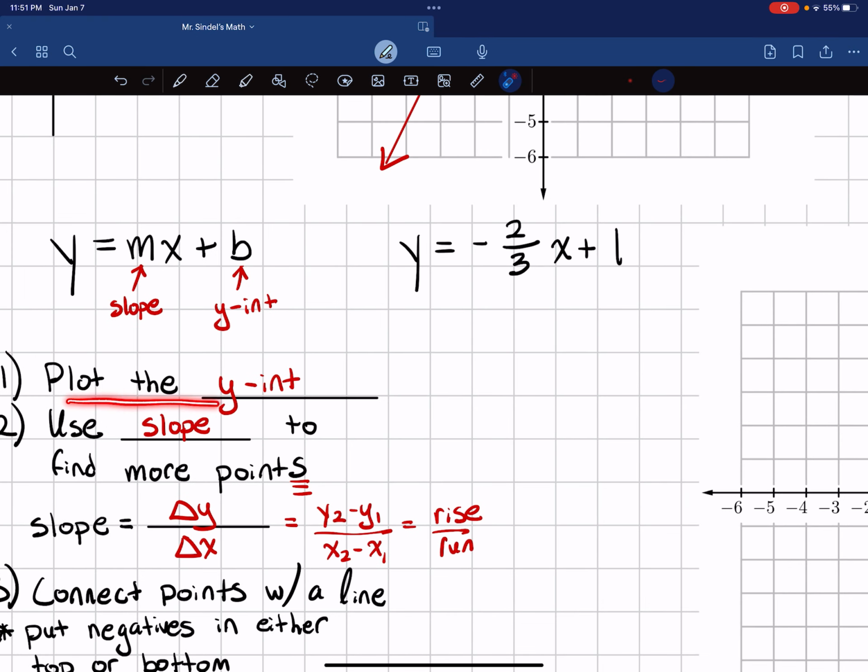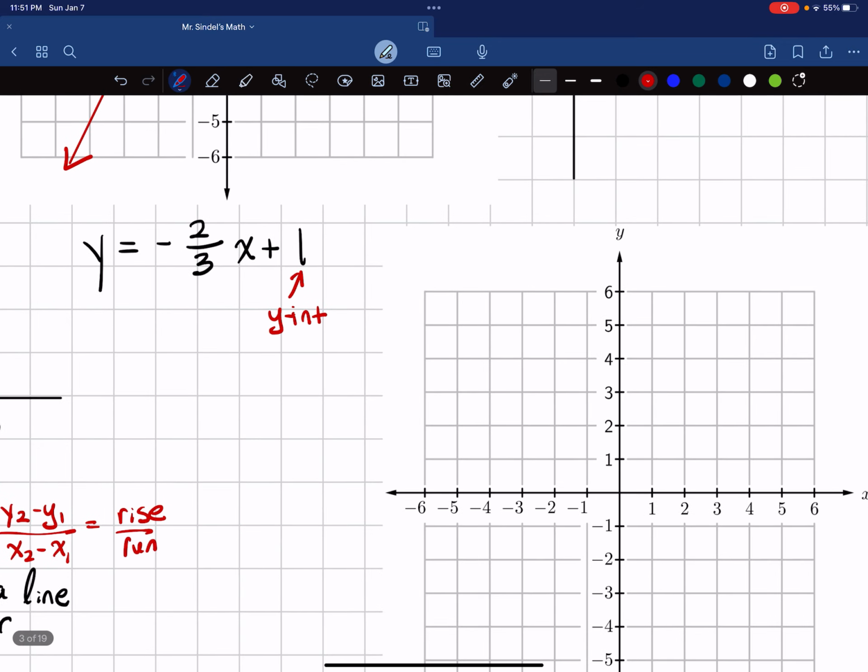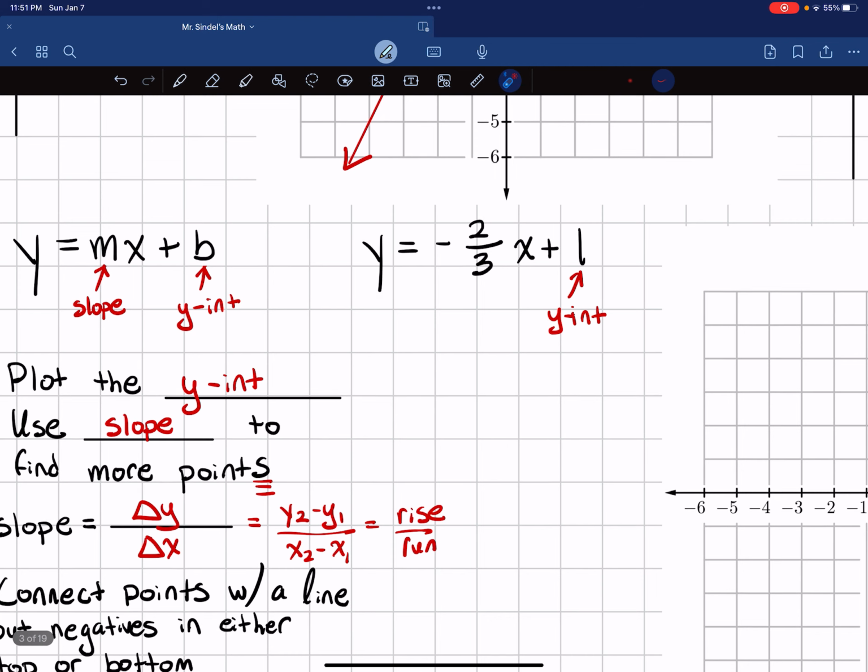Again, step 1 is I'm going to plot the y-intercept. So I'm going to say, you, sir, are my y-intercept. So I'm going to come over here and say, okay, y-intercept, done. It's on the y-axis, this axis right here. I plot 1. That was step number 1. And then from there, I'm going to use the slope. Notice that I have a negative out front. I'm going to randomly put it on the top. I could have put it in the bottom, but I'm going to put it in the top, the numerator.